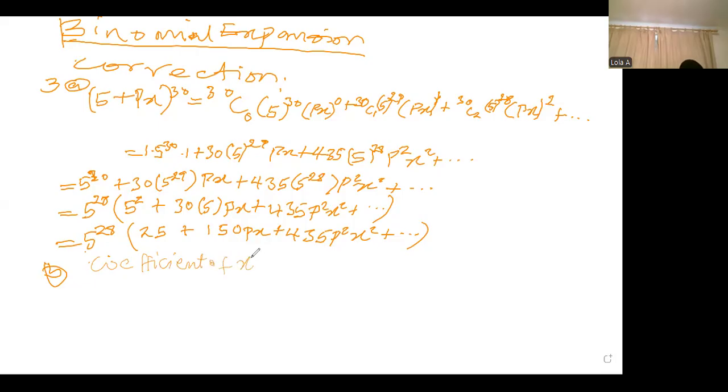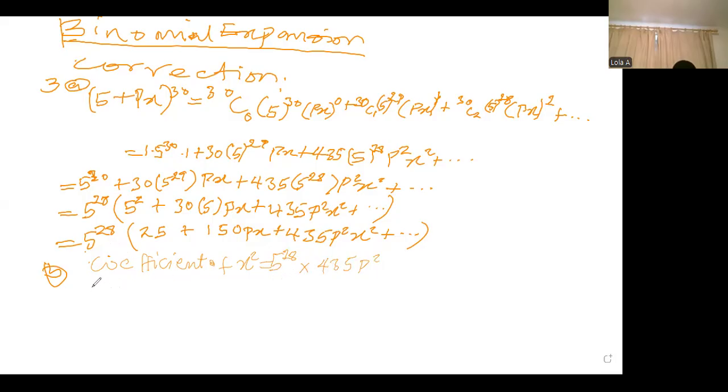Coefficient of s squared equals 435 p squared. But don't forget that we have factored out 5 raised to power 28. Now, if you like, you can leave it out. If you like, you can bring it in. But I would suggest you bring it in. But at the end of the day, based on the nature of the question, 5 raised to power 28 will be cancelled out. But let me show it to you so that you see how it will cancel out. So 5 raised to power 28 times 435 p squared. That's coefficient of s squared.